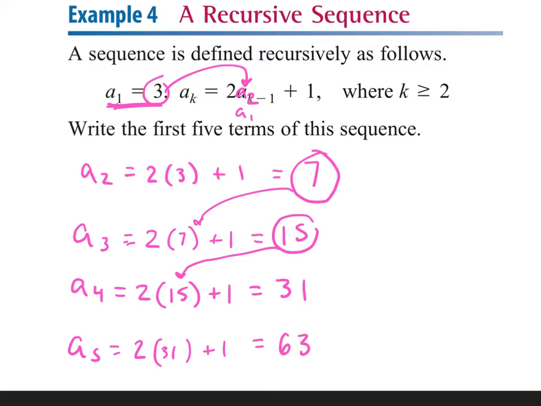So these are our first 5 terms of the sequence. It gives us a sub 1, and then we have a sub 2, a sub 3, a sub 4, a sub 5.